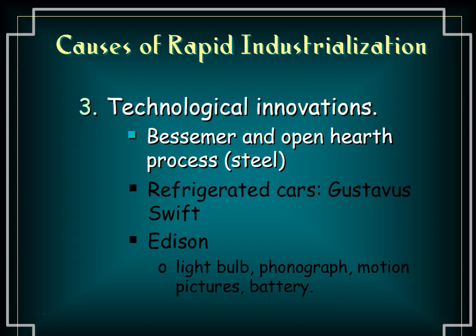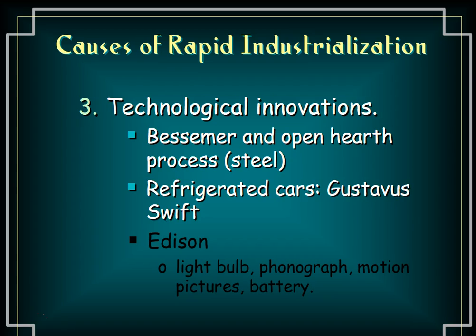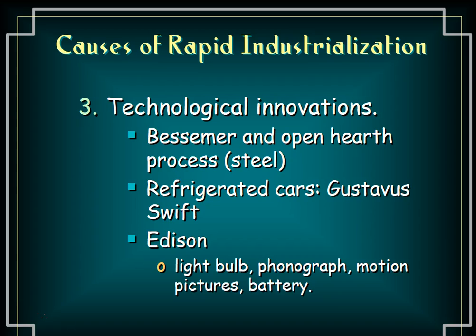so that they could make lots of steel cheaper and quicker. The next one here are refrigerated cars, Gustavus Swift. So what this is going to really impact is the cattle industry, so that the cattle that we talked about in Texas and Kansas and out west now could be slaughtered and shipped back to the east and still kept fresh. The next one here, of course, when we talk about inventions, we have to talk about Thomas Edison.